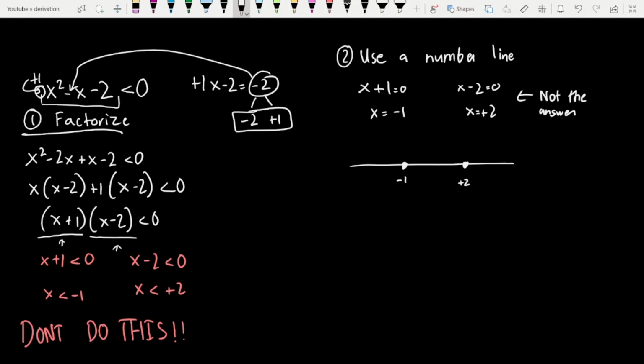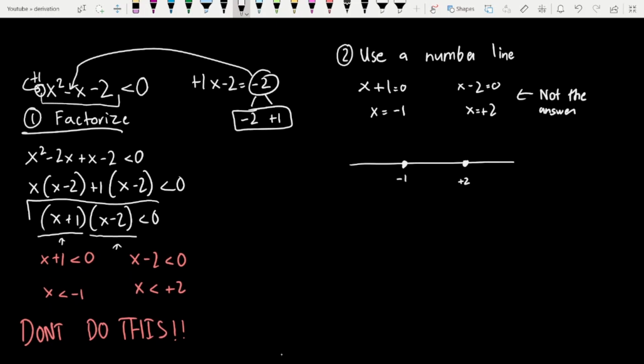Now you have three regions. You have a region over here, and over here. And what you want to do is you basically want to pick random values from these three regions. So this region, this region, this region, you want to pick random values. And what you want to do with these random values is you want to put them into this factorized form over here that you got. You can put them in that or a standard form as well. It's up to you. You're going to put them in one of these forms, and you're basically going to see, is your answer correct or not? So I'm just going to show you guys how that works.